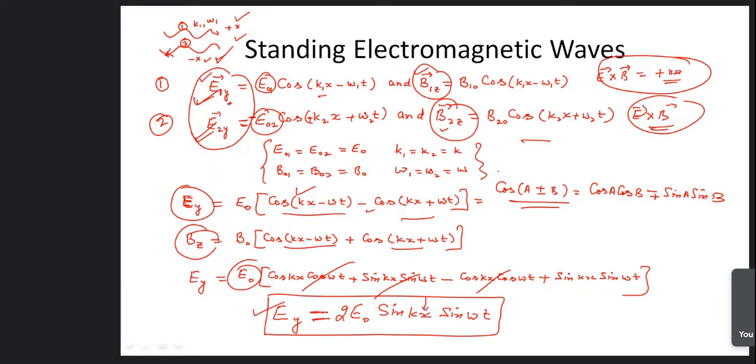It varies sinusoidally with x, and it varies sinusoidally with time. Similarly, if you solve this, you can write the B field component of the standing electromagnetic wave, that is 2 times B naught cos kx cos omega t. So these equations are representing the standing electromagnetic wave, the E and B components of the standing electromagnetic wave.